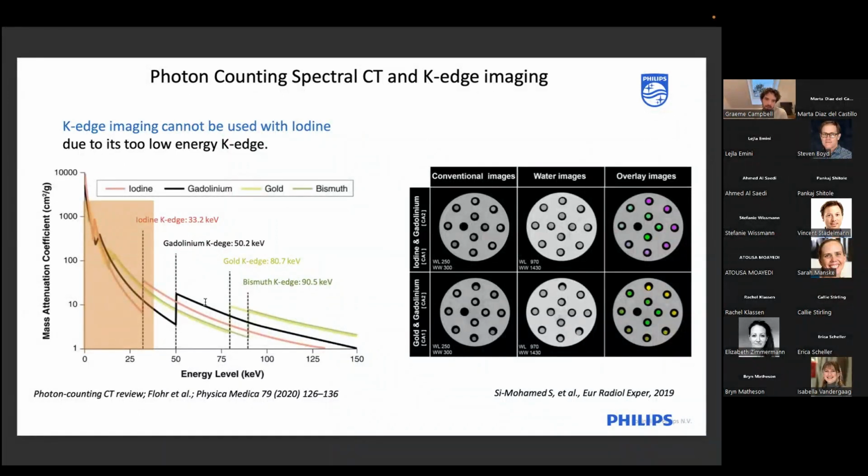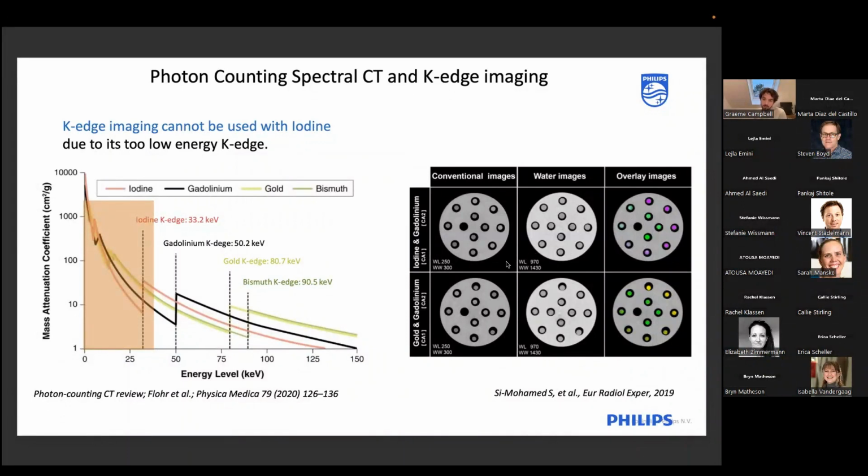But other elements, gadolinium, gold, bismuth, have a higher K-edge, so with the bins in photon counting, you could set a bin right above and below a K-edge. And then you could subtract those and get only that material. And if you have enough bins and you want to look at 2 or 3 different materials, then you can, for example, image a phantom that had iodine, gadolinium, and gold in it in different mixtures, and you can generate a very nice, clean material image from that.